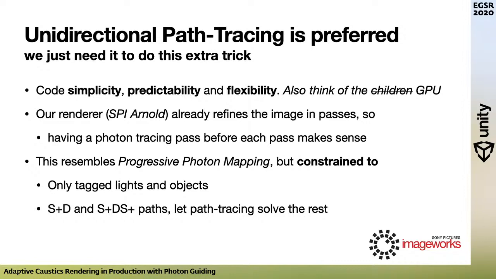So we thought, okay, our renderer is already rendering passes, refinement passes, so it makes sense to have a photon shooting stage before every pass to compute the caustics. This is much like progressive photon mapping, but it's going to be constrained. It's going to be used only for certain lights, certain objects, and only for caustics, and leave the rest of the render to the path tracer.